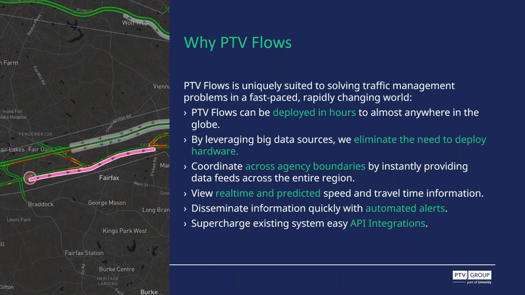So this eliminates the need to deploy hardware. This allows you to do things like cross agency boundaries onto roadways that maybe you don't manage, even across city, state, and country boundaries. We can give you real-time and predicted speed and travel time information as well as historical. We can quickly generate automated alerts, and we can utilize the API to supercharge your existing systems.